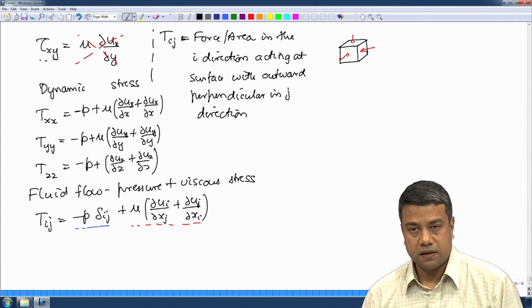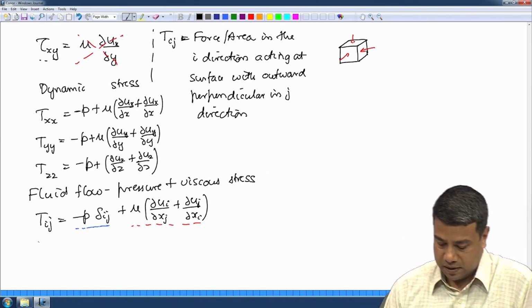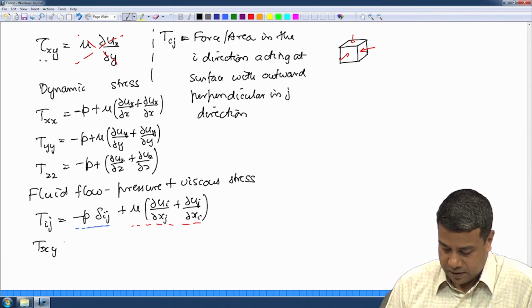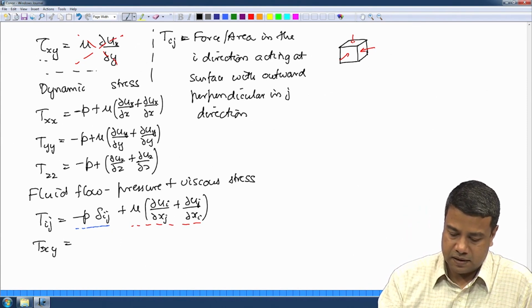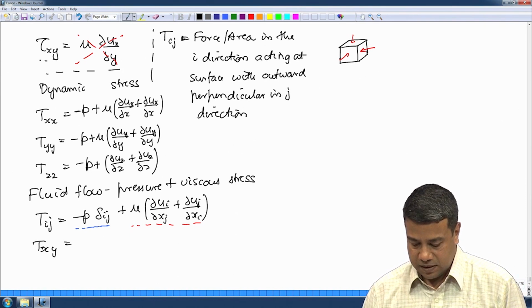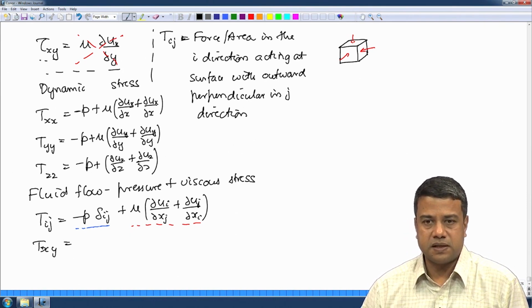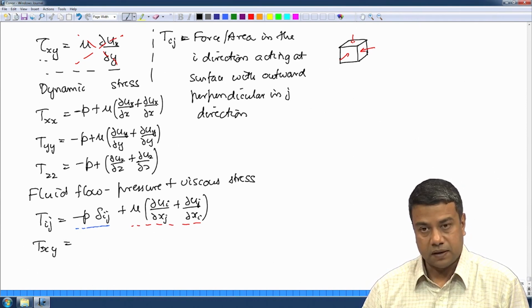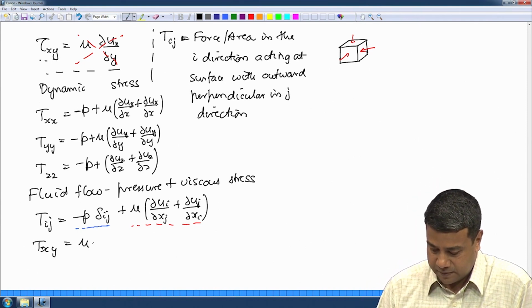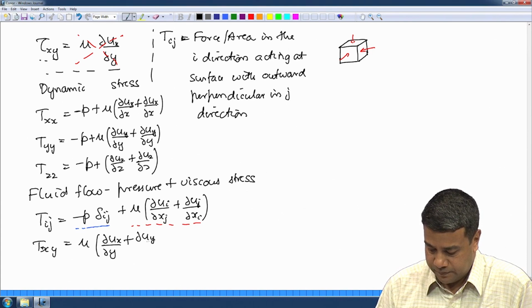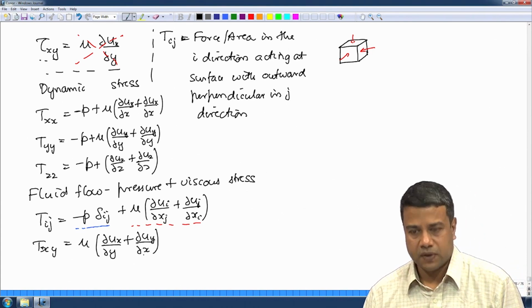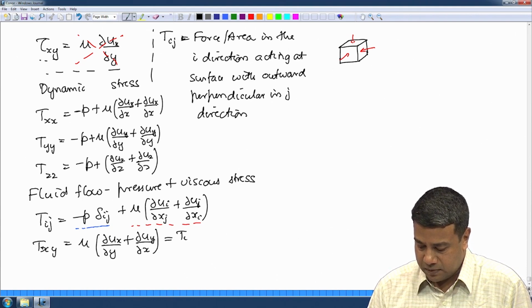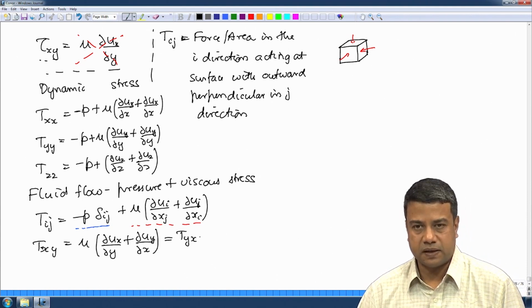and then I will get additional terms, for example Txy, the force per unit area in the x direction acting at a surface whose unit normal is in the y direction. In that case there is no pressure contribution because delta ij is 0 when i is x and j is y, but I get a second term partial ux by partial y plus. And you can see that this is also equal to Tyx. So, it is symmetric. Whether you take Txy or Tyx, you get the same result.